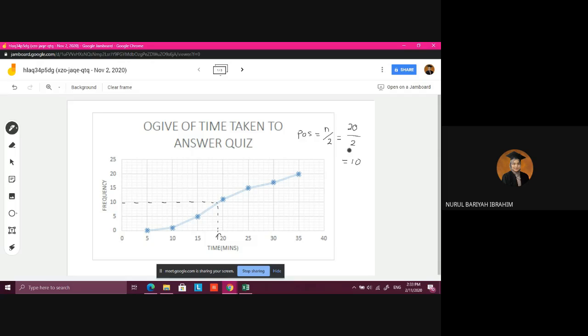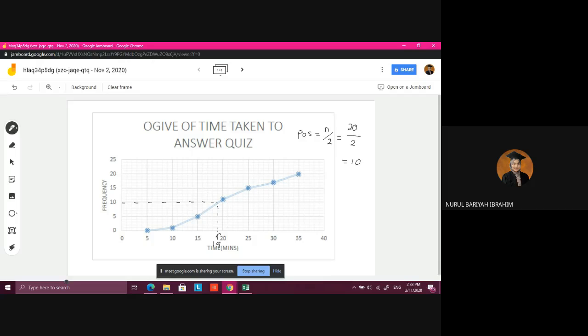So here, the median is here. That is why I say your skill must be really accurate to get the accurate median value. So here is 15, here is 20, so here will be 19. So the time taken will be 19.